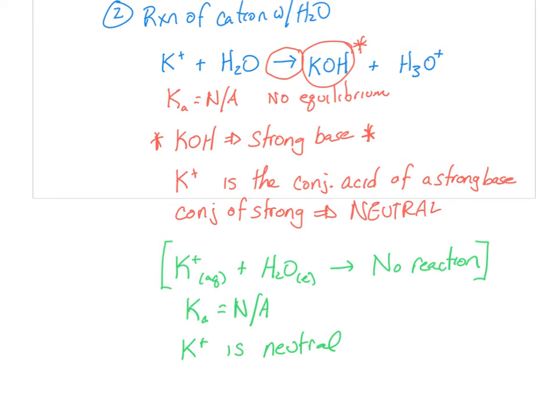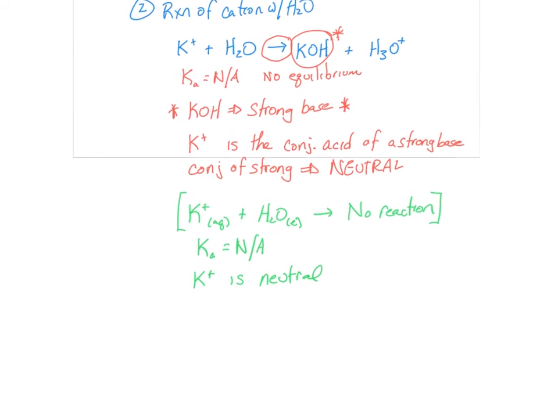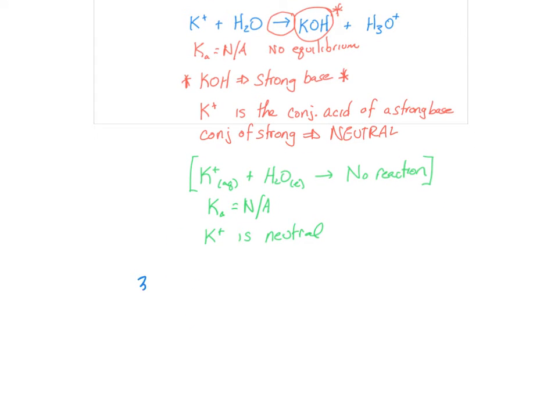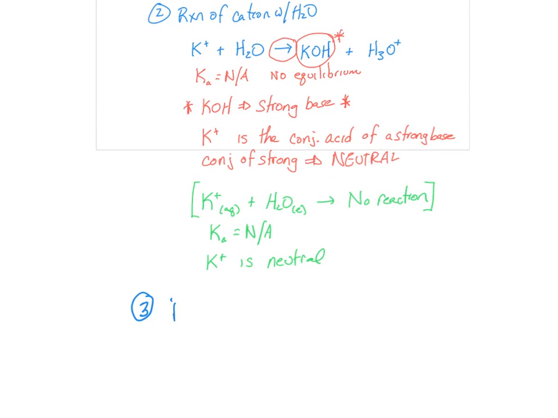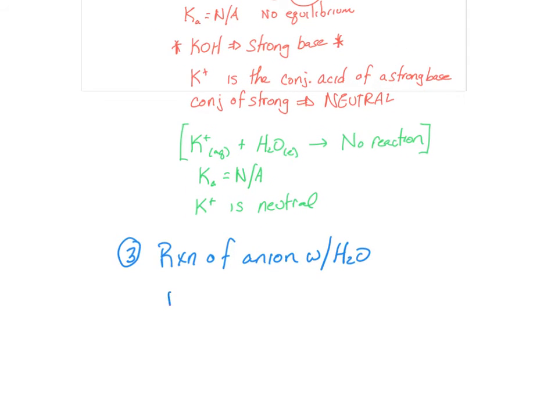Okay, so now that we talked through that, we have to do the same thing with the anion. So we need to look at the reaction of the anion with water. Okay, and so the anion in this case is Br minus plus water, liquid, goes to form HBr plus OH minus.